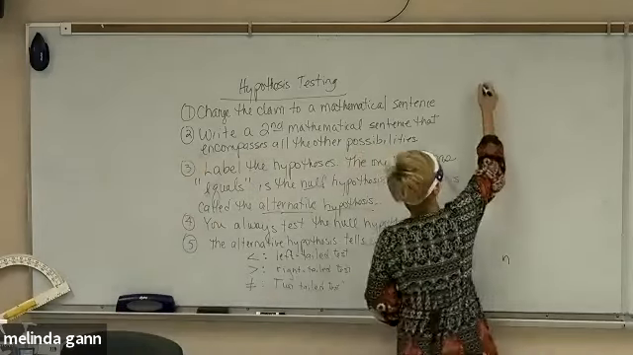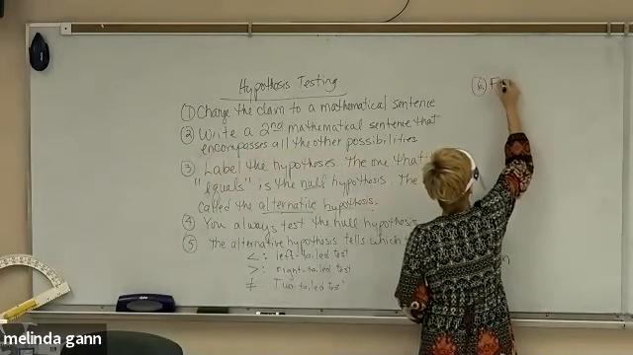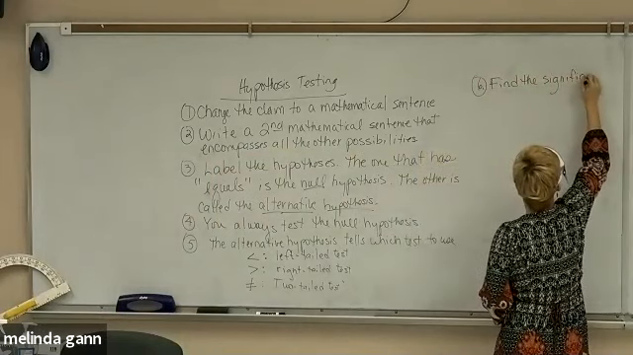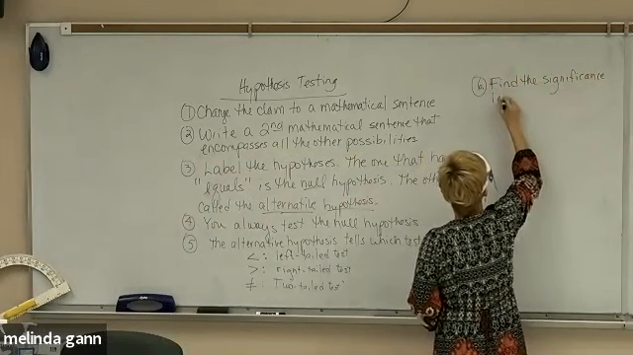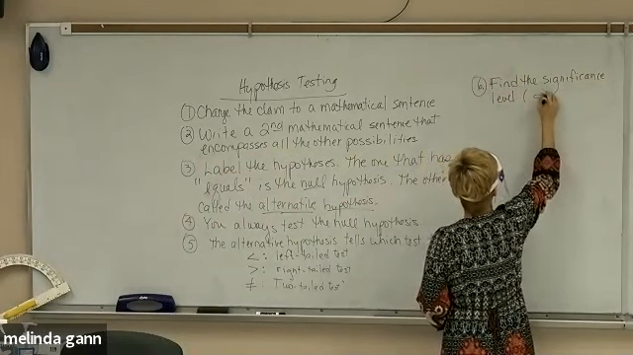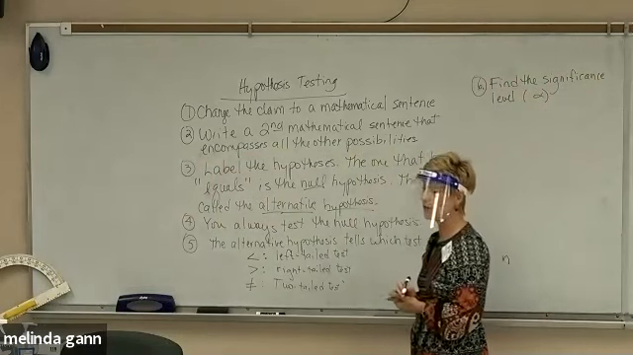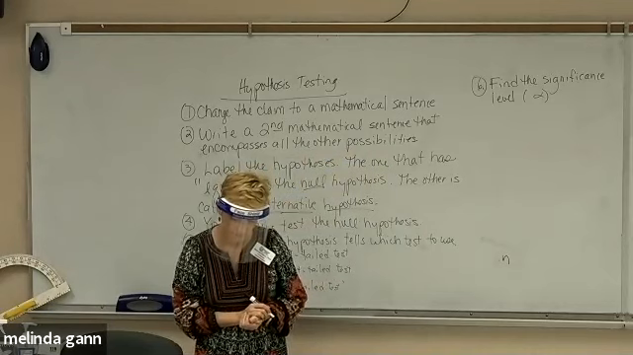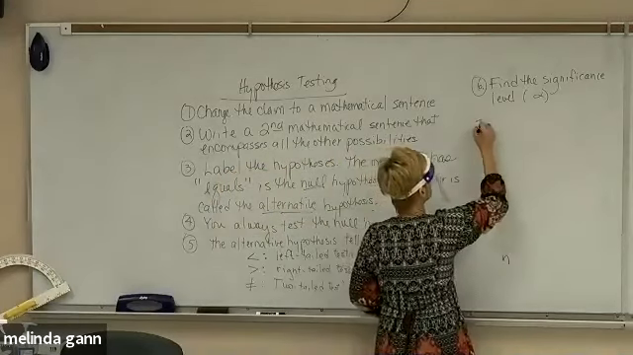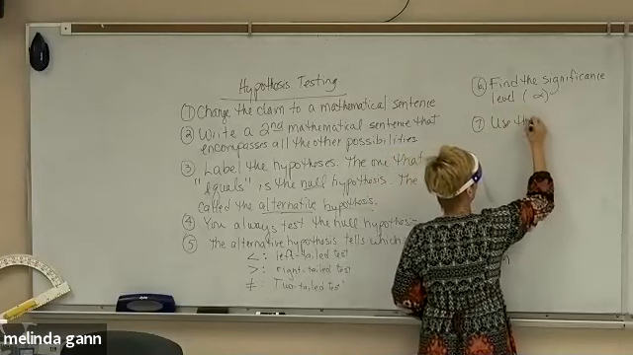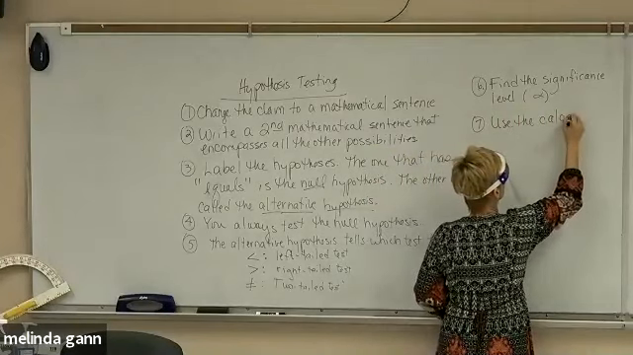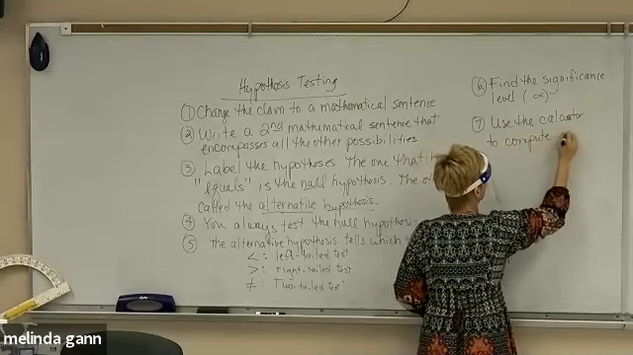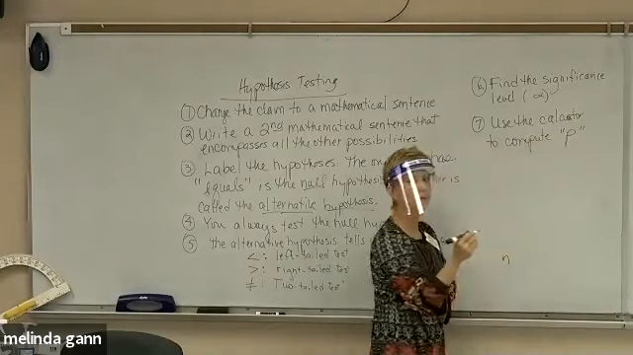Step 6 is you're gonna find the significance level. And I'm gonna put in parentheses alpha, that's the Greek letter A. And they're just gonna tell you that. You're not gonna have to figure that out, they're just gonna tell you that. Then on step 7 is you're gonna use the calculator to compute P. And P is gonna be a probability.